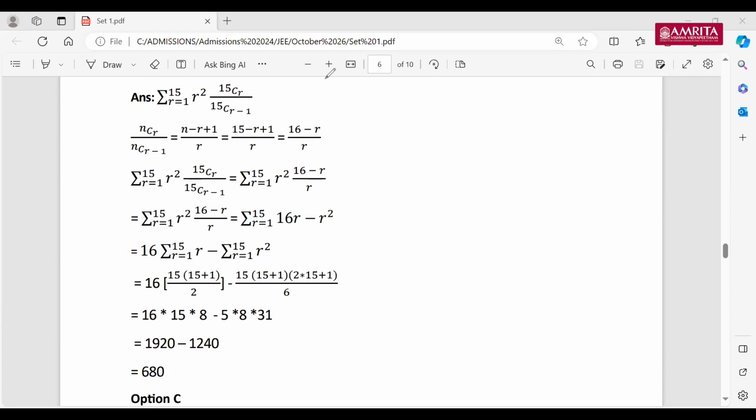So yes, I think we'll stop today's session here. We have covered some mathematics questions on permutations and combinations. I hope this was useful.